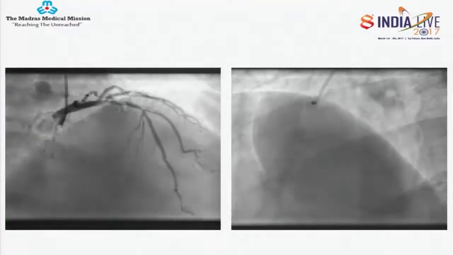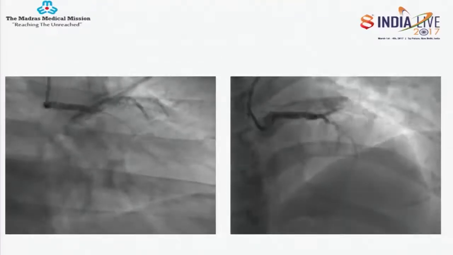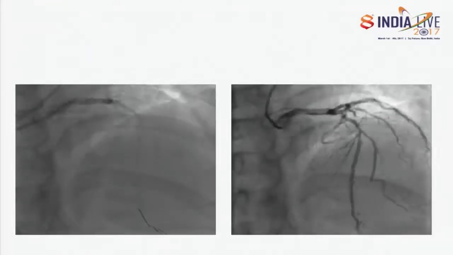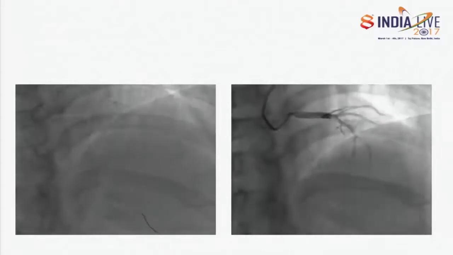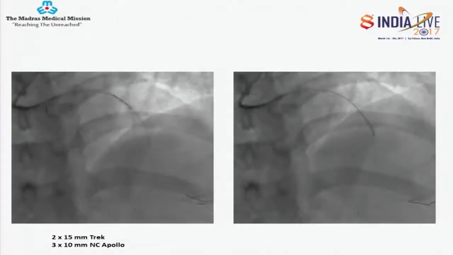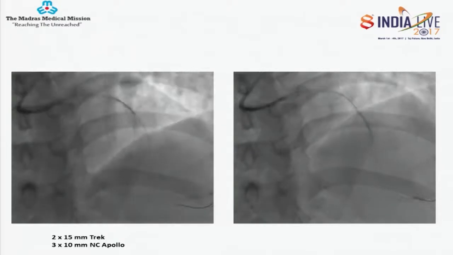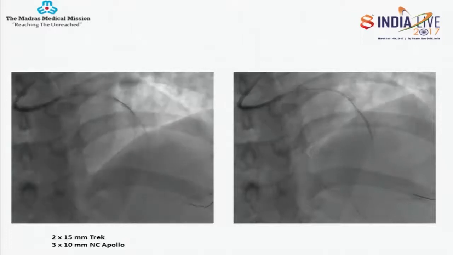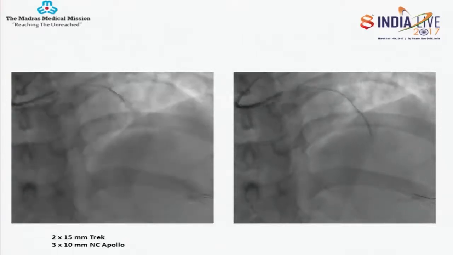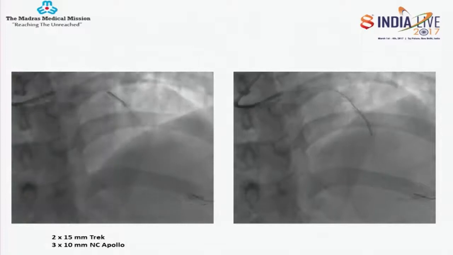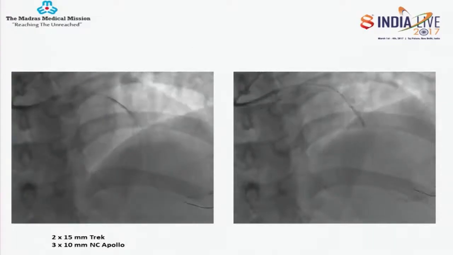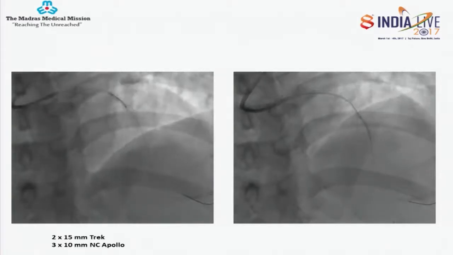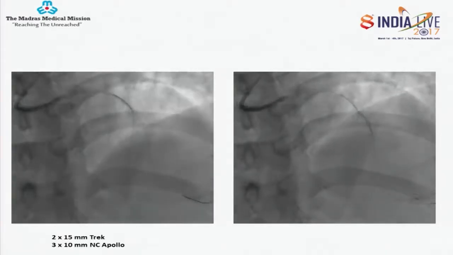So we took him up for primary. We passed 2 wires, one into the LAD and the other into the second diagonal. Then the diagonal was predilated, and then the proximal LAD lesion, which was tight, was also predilated. And then we had planned for a 3x38 mm stent. The stent did not track. It was hitting at the proximal LAD.